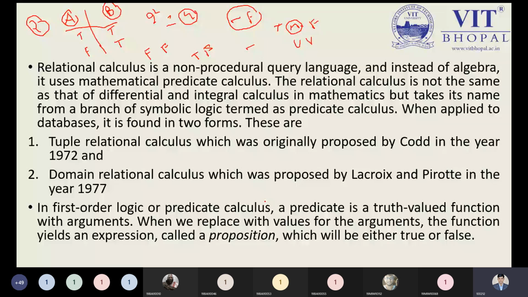Now tell me, any doubt over here? Yes, please tell me. Any doubt thinking about predicate logic? No, sir. Okay, so can I move to the next slide?